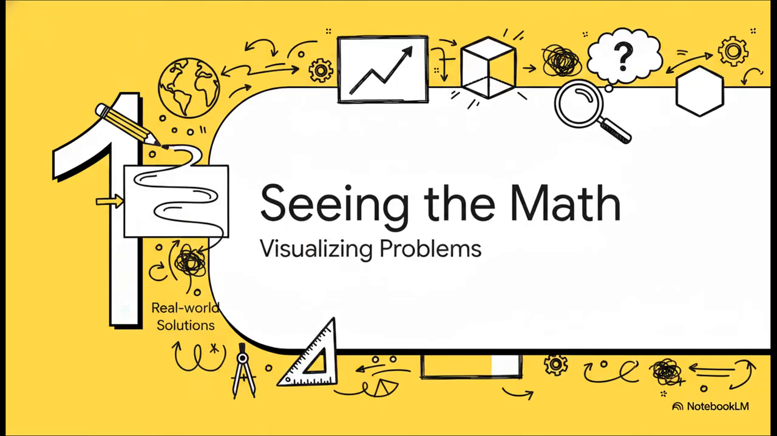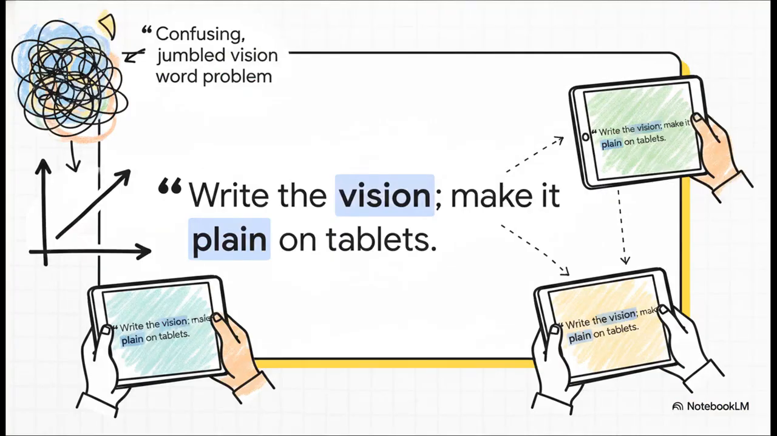Starting off with Section 1, Seeing the Math. It's actually really fascinating how this ancient wisdom perfectly describes the whole concept of graphing. The quote says, "Write the vision, make it plain on tablets." Think about it. A word problem is basically a confusing, jumbled vision, right? Well, our job when we graph is to take that confusing paragraph and, you guessed it, make the vision plain. We're quite literally taking a complex situation and making it so incredibly obvious that anyone can understand the relationship in a single glance.